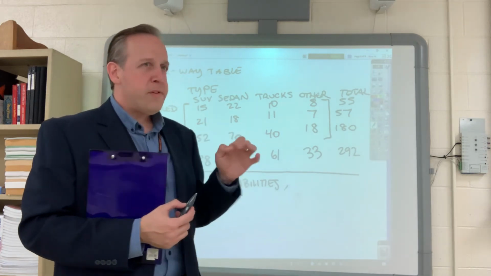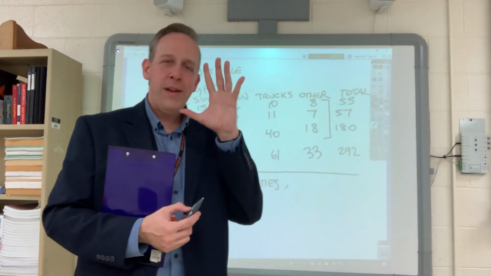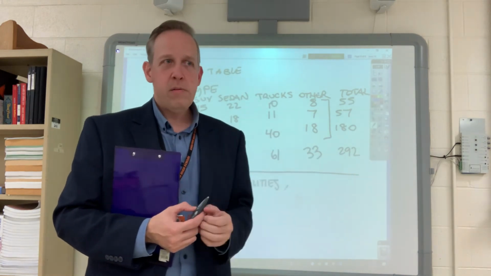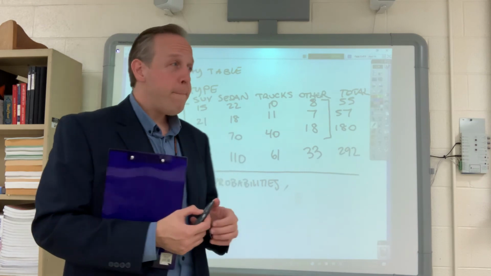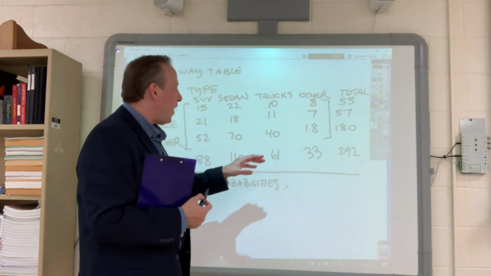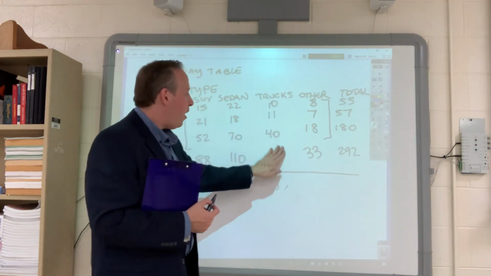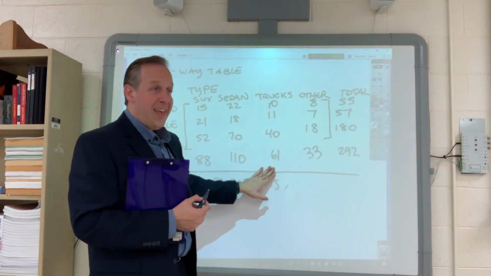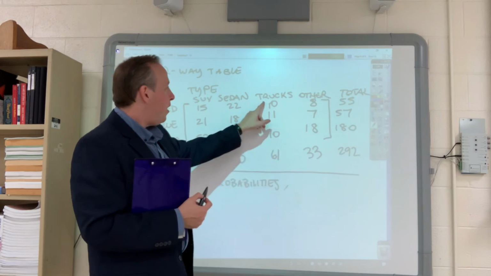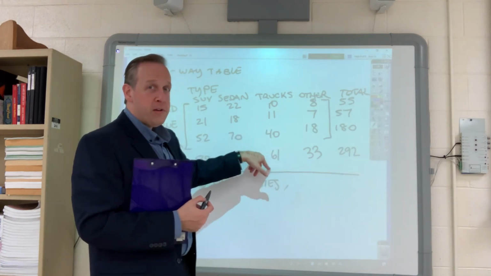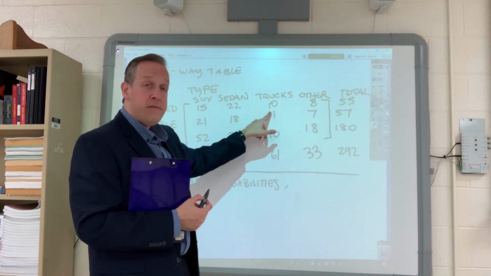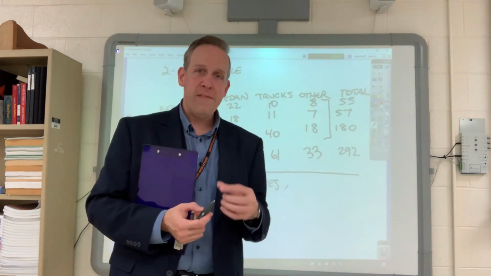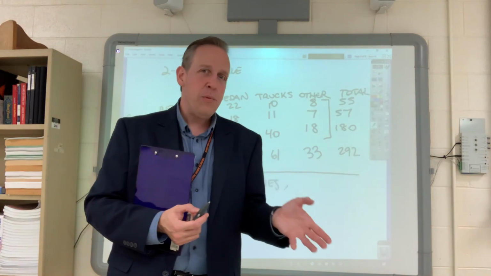A different type of conditional probability would be this. What if I found a red car, given that I found a truck? Well, specifying that I found a truck tells you that we're only looking at these 61 vehicles. And of the 61 vehicles, 10 of them are red. So 10 divided by 61 would be the conditional probability of finding a red vehicle, given it was a truck.